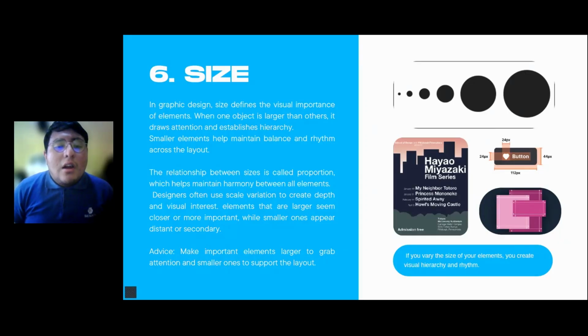Elements that are larger seem closer or more important, while smaller ones appear distant or secondary. Advice: make important elements larger to grab attention and smaller ones to support the layout. If you vary the size of your elements, you create visual hierarchy and depth.